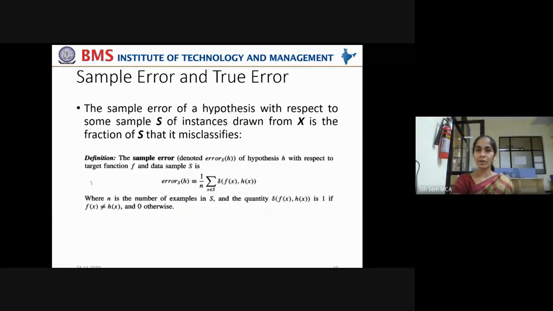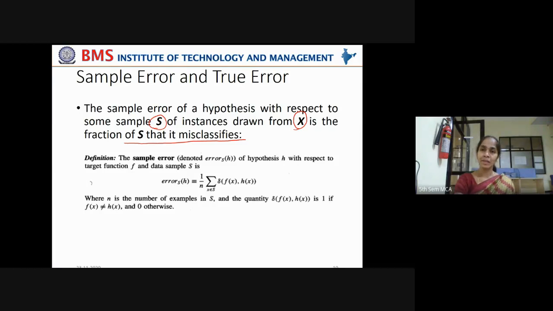Now the sample error of a hypothesis with respect to some sample S of instances drawn from X is the fraction of S that it misclassifies. Got it? See, it is clearly mentioned in the mathematical form. The sample error of a hypothesis with respect to some sample S of instances, say 100 instances, drawn from X, say some 1000 instances, is the fraction of S that it misclassifies.